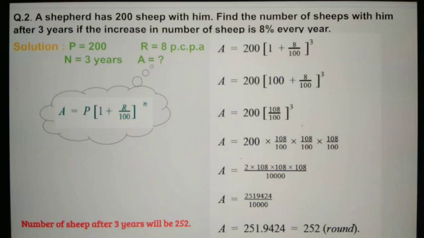That is 1,000. Again, after multiplying, what will you get? 2519424 upon 1,000. Put the decimal point. So, A is equal to 251.9424. So, approximately what will be your amount? Your amount will be 252. So, number of sheep after 3 years will be 252.